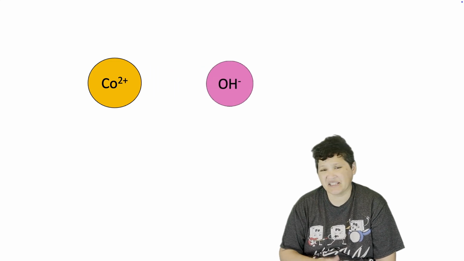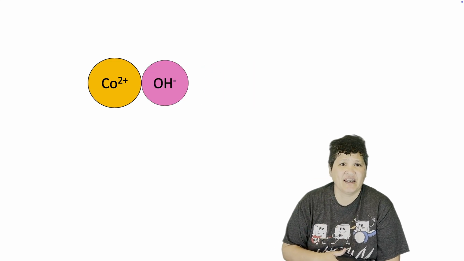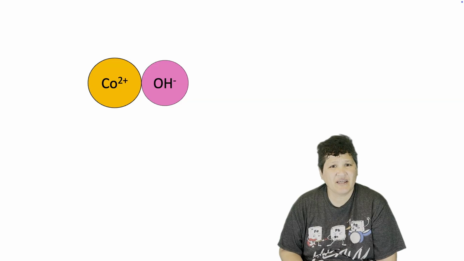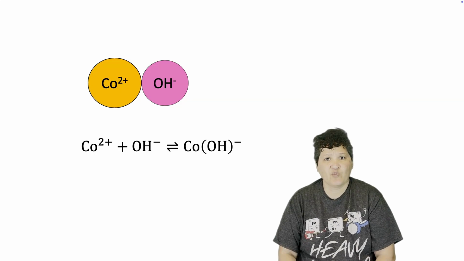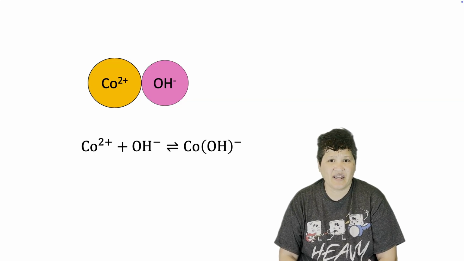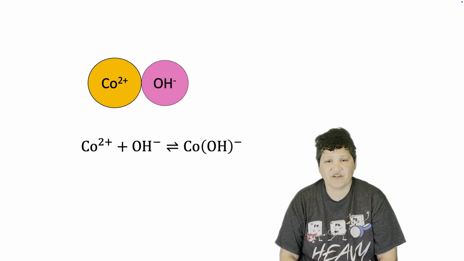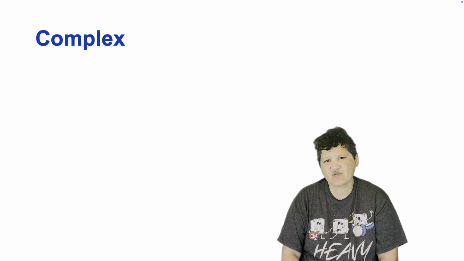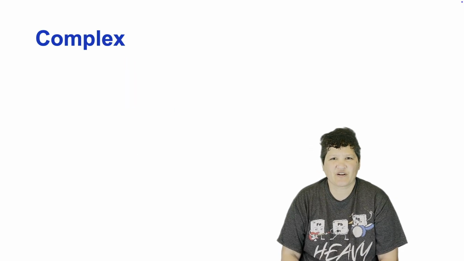The hydroxide can leave the cobalt or come back to it. And whether they're bonded or not will depend a lot on equilibrium conditions. We'll talk a bit about that in the next video and in more detail in subsequent videos in this series. Let's wrap up this video by discussing some terms that are used in discussing metal-ligand complexes.